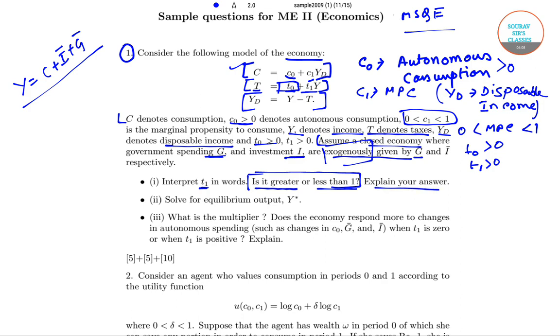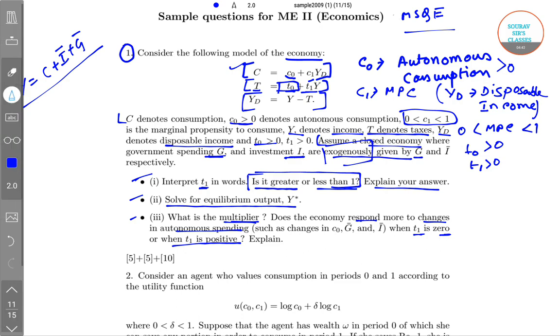Then in the next problem we have to solve for the equilibrium output Y star, and finally we have to find the multiplier, and see whether the economy responds more to changes in autonomous spending when T1 is 0 or when T1 is positive. These three answers we have to find. So first of all we will start with the interpretation of T1, whether it is greater than or less than 1.